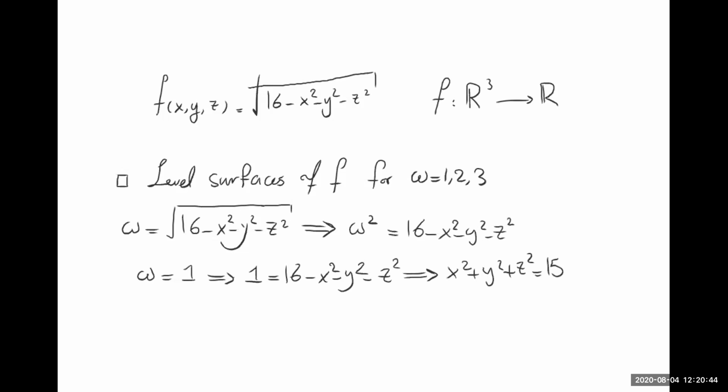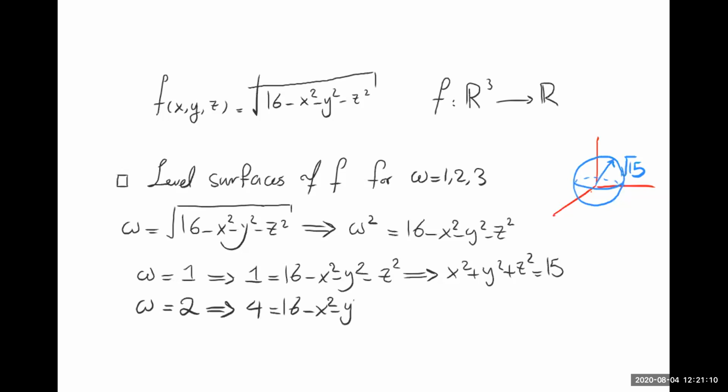Well, if I want to sketch this surface, it means I should look at the three-dimensional space. It would be the sphere centered at the origin with radius square root of 15. So it would be this sphere here. If I want to look at the level surface of 2, it means 2 squared, which is 4, is equal to 16 minus x squared minus y squared minus z squared. Therefore, x squared plus y squared plus z squared equals 12. So we would have a surface, a sphere centered at the origin with radius square root of 12.